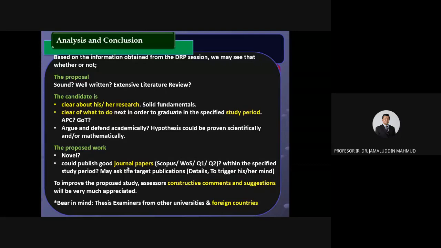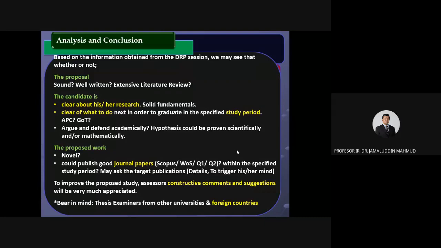In fact, if the student already has a Q1 publication, he won't have much problem during the viva. If there is no publication during the RP, maybe we can ask the candidate about the target publications, just like when we apply for FRGS grants, where we put the target publications. What are the details? Which part are you going to publish, and in which journal? Is it a Scopus Index journal, or a conference proceeding? This will help to trigger the mind of the candidate, who will be aware that they have to publish at least two Scopus Index journals.